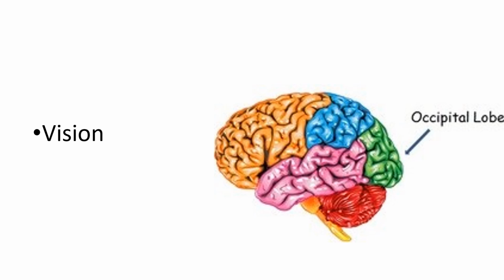Now the occipital lobe. The occipital lobe, this nice green portion, deals with our vision. So even though our eyes are right up here up front, our occipital lobe is at the way back of our brain. It deals with our vision. That's all it really does.